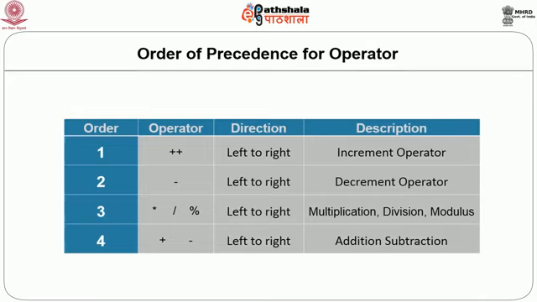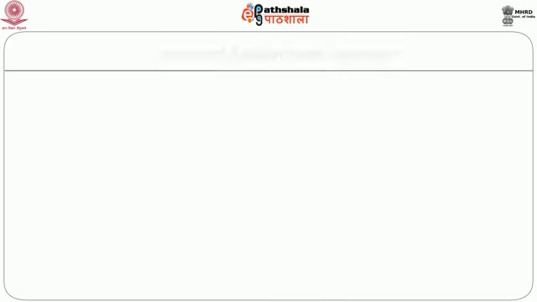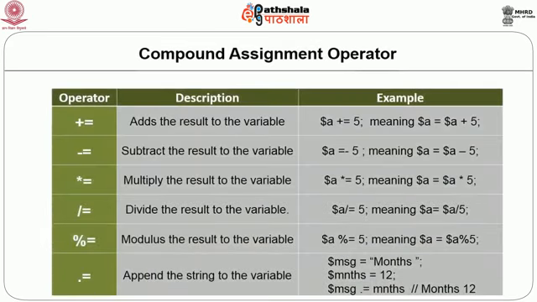Now when you work with operators you have to think about the order of precedence, because otherwise the result may be different. Say for example if you write 7 plus 3 into 5, first it will do the multiplication, 3 into 5, plus 7, which is 22. But if you write 7 plus 3 in parentheses multiplied by 5, first it will do the addition 7 plus 3, then multiply by 5, and give you the result 50. So the order of precedence is left to right for increment, decrement, as well as addition, subtraction, multiplication, division, as well as modulus division.